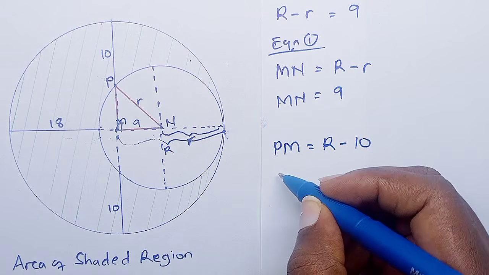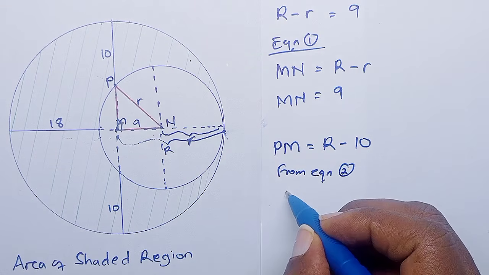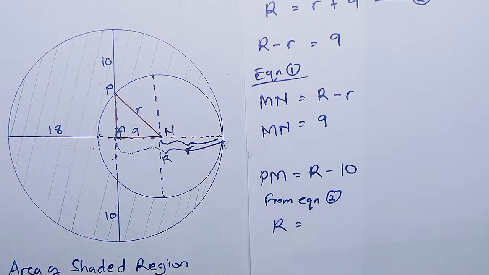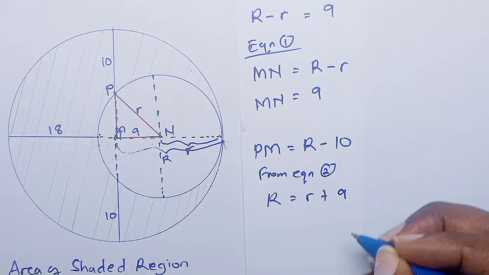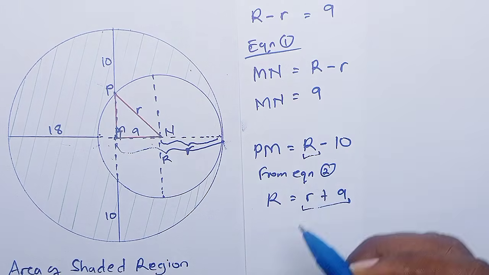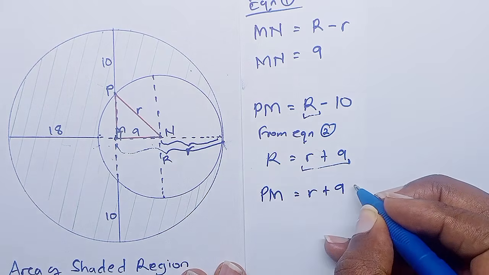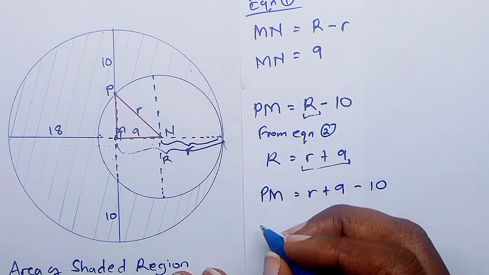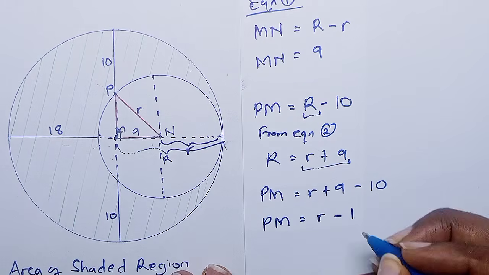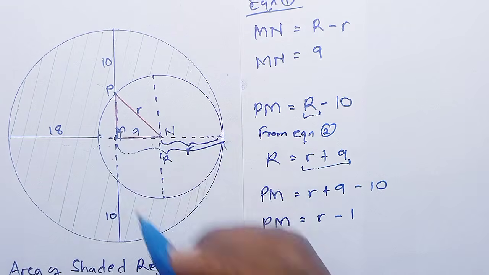Okay, and from equation 2, we saw that capital R is equal to small r plus 9. So we're going to replace this for this. So we shall have PM being equal to small r plus 9 minus 10. Therefore, PM is equal to small r minus 1. So from here to here is r minus 1.